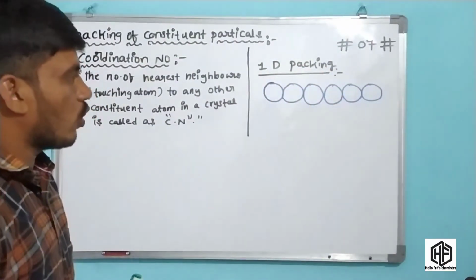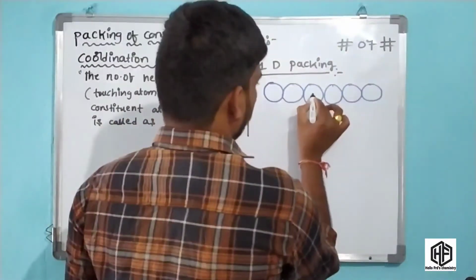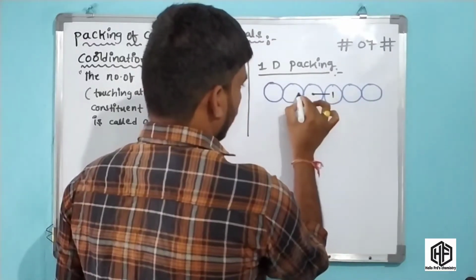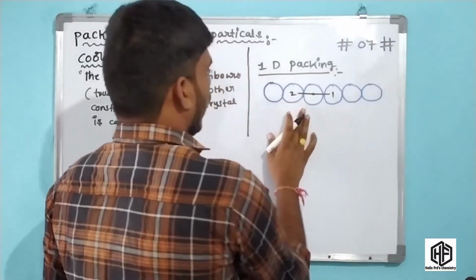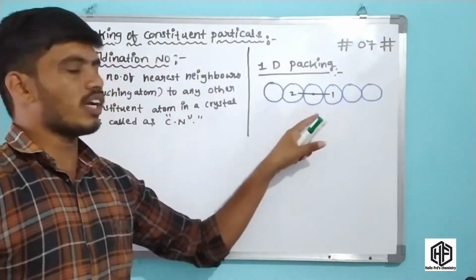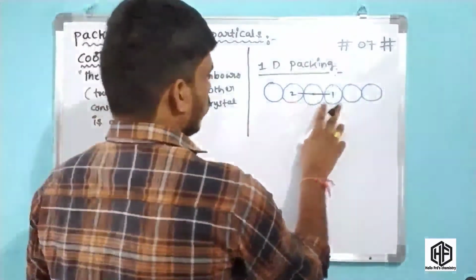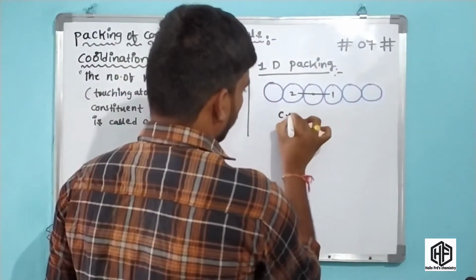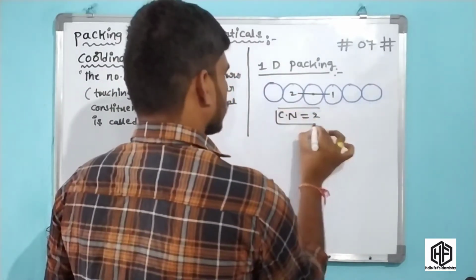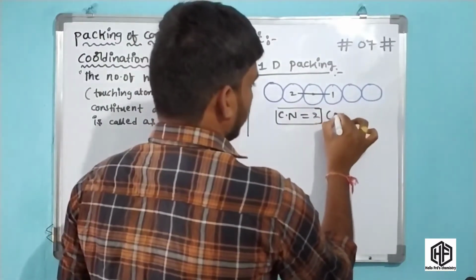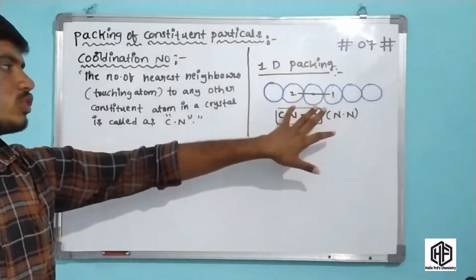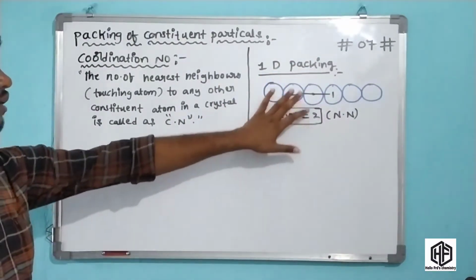Now how do we find the coordination number? Friends, consider this atom. This atom is touching this atom, that is one, and this atom is touching this other atom. It means in one-dimensional close packing, any atom you consider is touching two atoms. This is called the coordination number. The coordination number of one-dimensional close packing is 2. Friends, this is very important, and these are called nearest neighbors. The number of nearest neighbor atoms in one-dimensional close packing is 2.